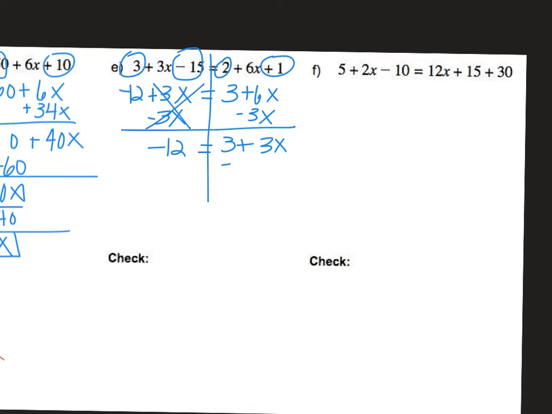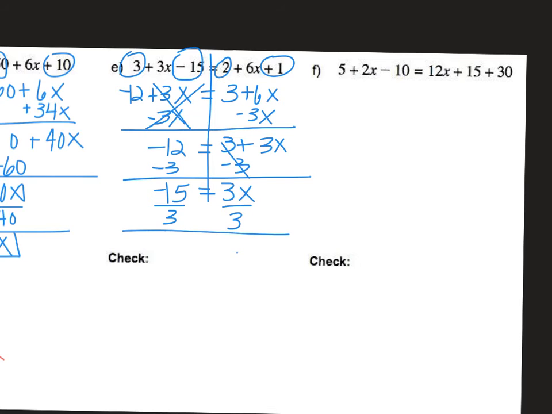Now we'll get rid of plus 3 by minusing 3. Negative 12 take away 3 is negative 15. 3 take away 3 goes away, leaving us with 3x. To get rid of times 3, we'll divide by 3, leaving us with x equals negative 5.